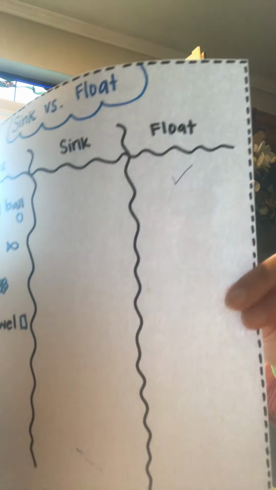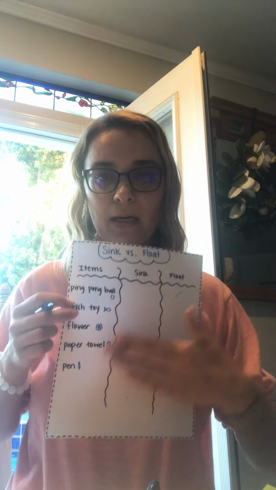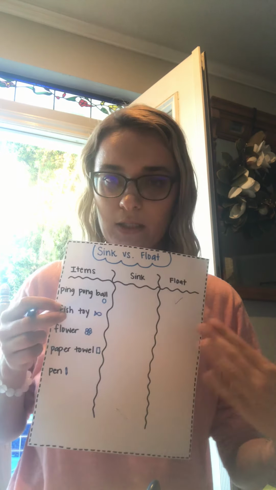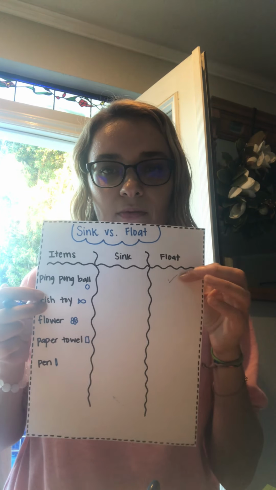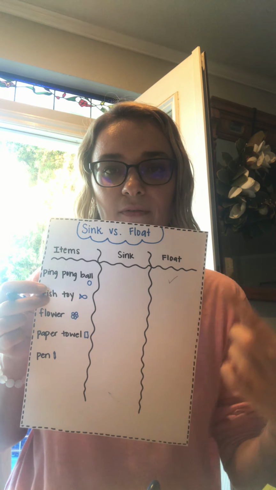So I would put a check mark by float, and this is what I would expect them to do as well when they're completing their worksheets for each item. So for example, if it sinks, they would put a check mark here. If it floats, they would put a check mark where it floats.